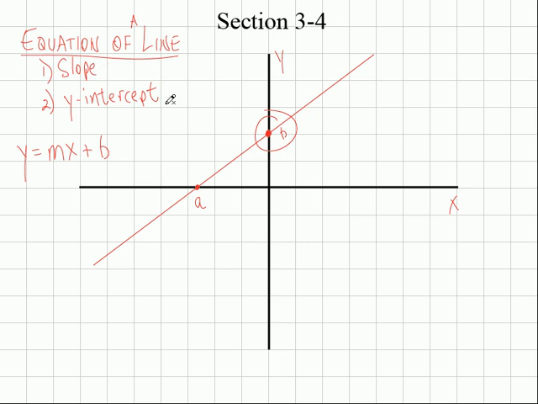So if I know the slope and I know the y-intercept, I should be able to graph a line for you. Make sense? We have a special name for this. Put this in a box so you remember it. You have to memorize that right there.